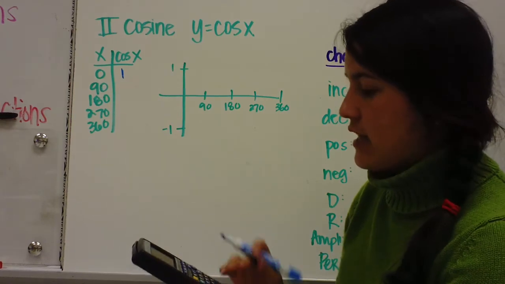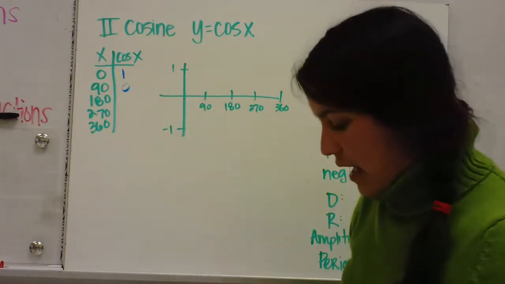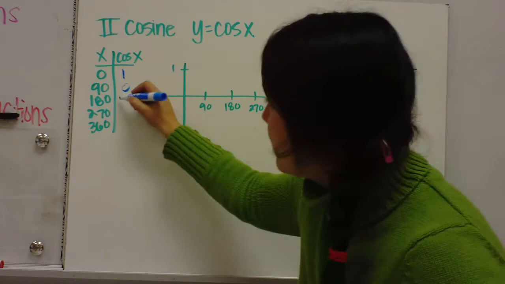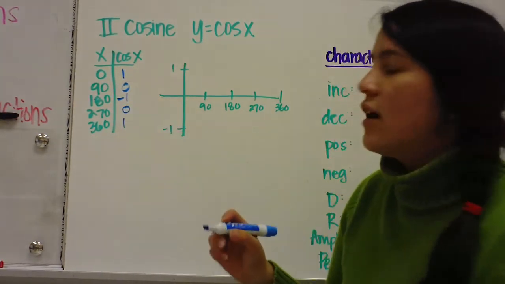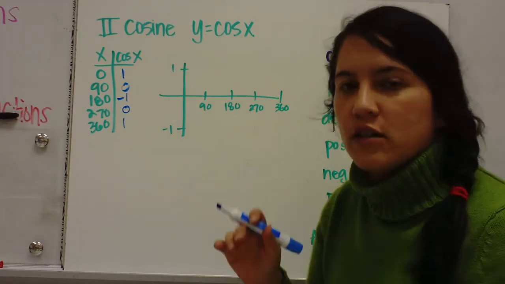Cosine of 90 degrees is 0. And I could show you, but I already know. I'm going to just write them down: 1, 0, negative 1, 0, 1. So it's going to be still a curve, but it's going to look a little different.